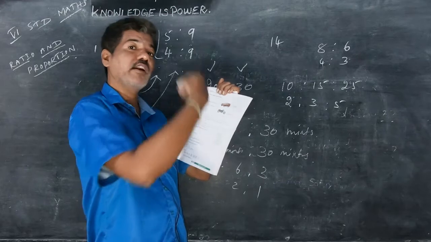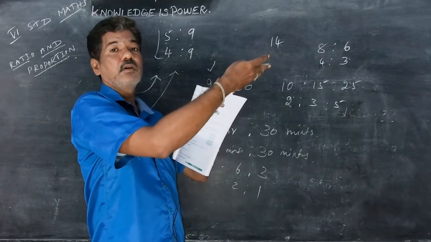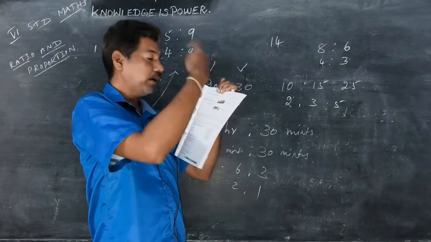This 2 times, that will be double of that. Okay, so that will be double of that.